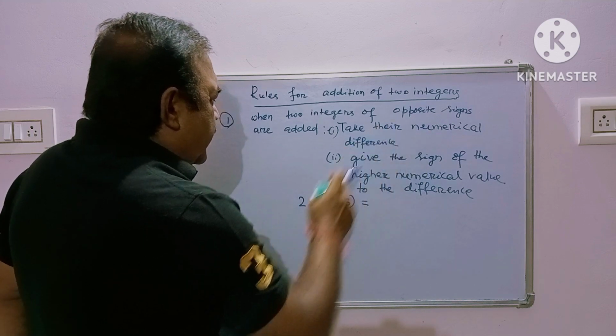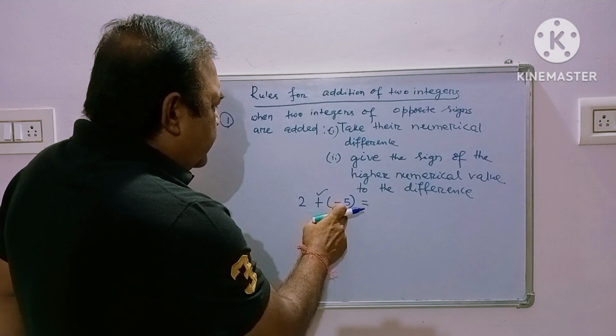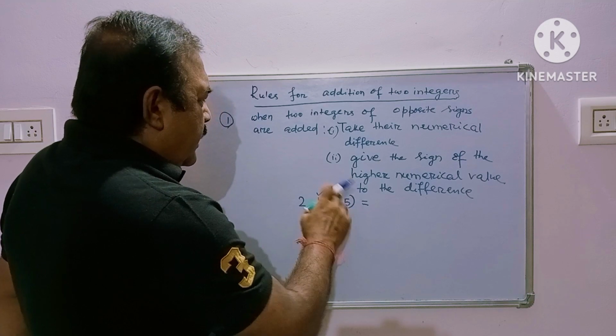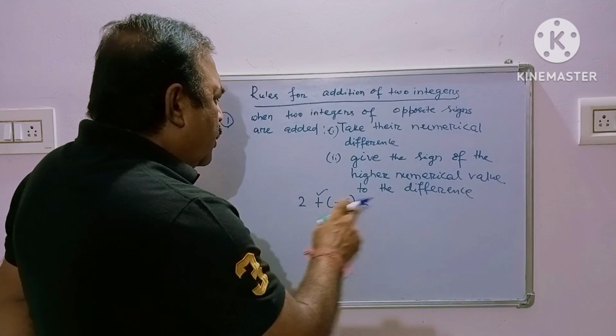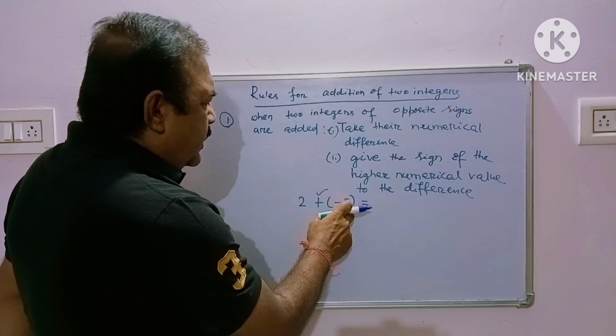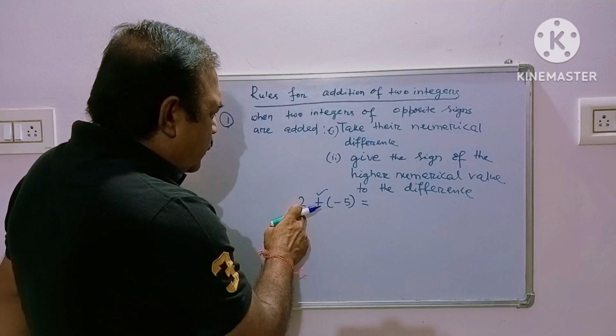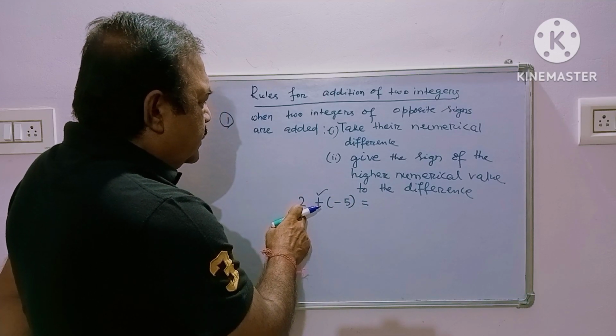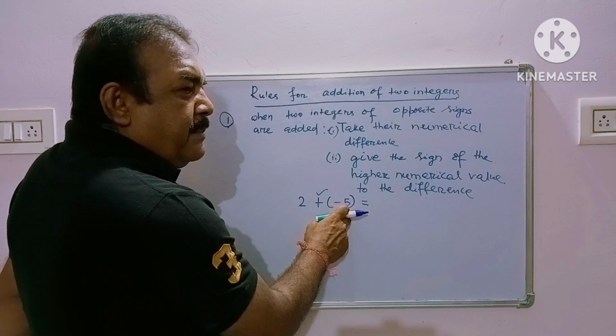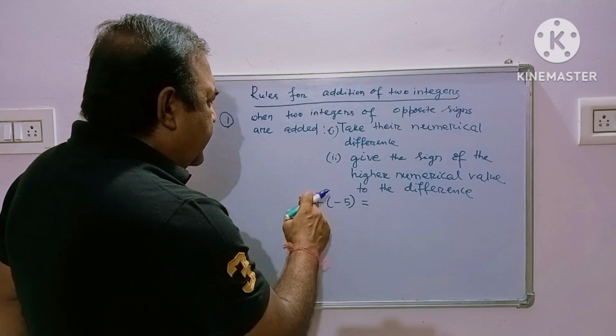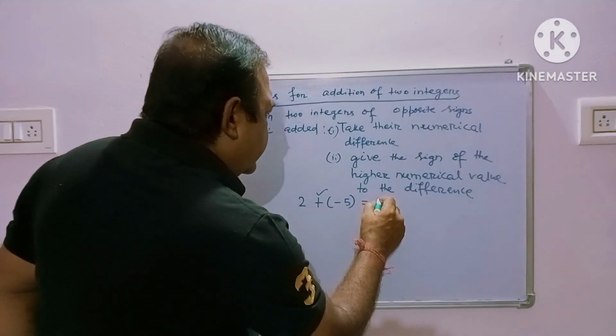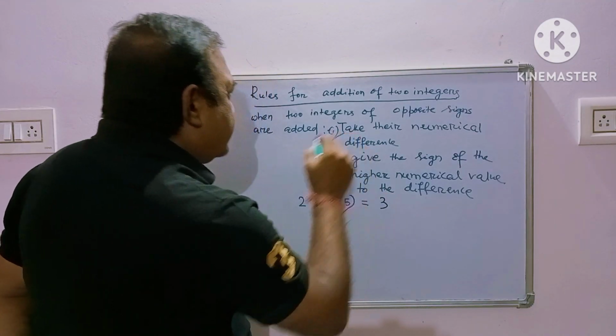Now take their numerical difference. You see, minus 5. You omit, you ignore these signs. Just the numerical value is 5. Here the numerical value is 2. So which is greater? 5 is greater than 2. So you take the difference 5 minus 2. You know that is 3. You write 3 here. So first point is over.